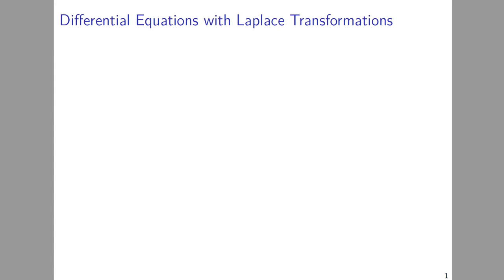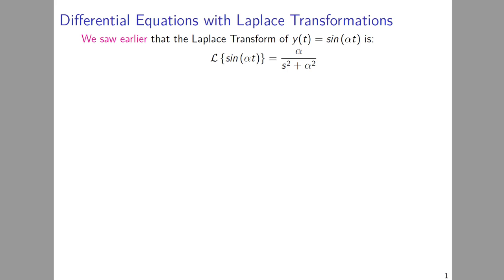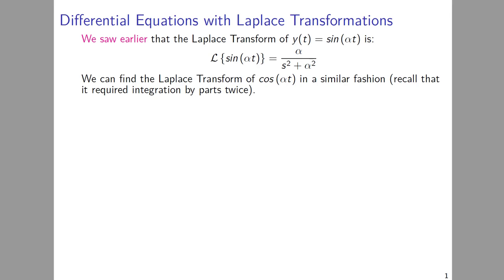Part of our work in using Laplace transforms to solve differential equations is to find the Laplace transform of various functions. We saw earlier that the Laplace transform of y of t equals sine alpha t is given by alpha over s squared plus alpha squared. Now we can find the Laplace transform of cosine alpha t in a similar fashion.